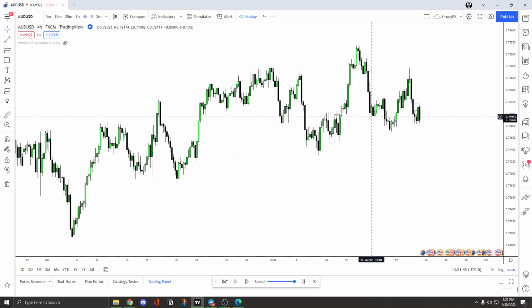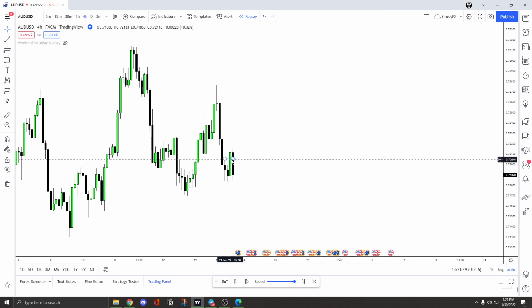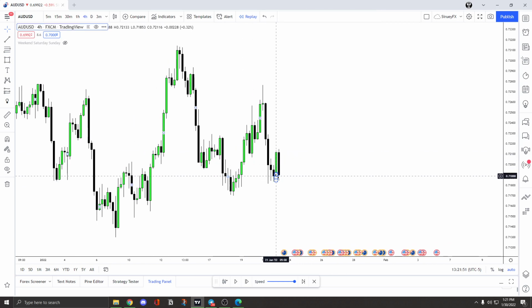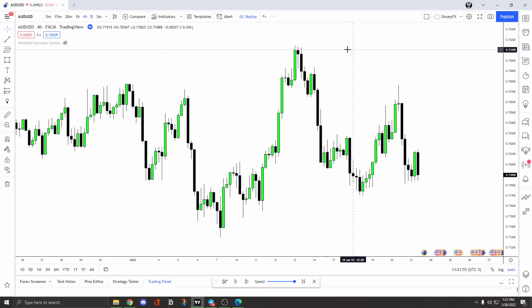But the whole idea is not to teach market maker models. The whole idea is to show you guys where they are likely to form. So let's find another fair value gap. We can go back in time.